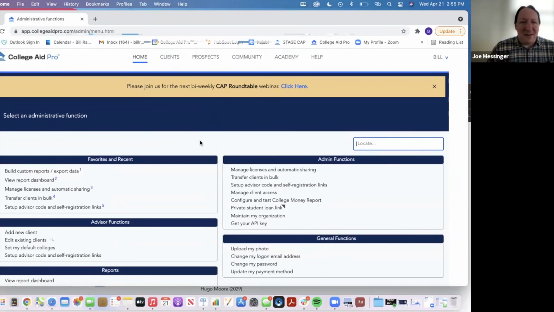I get so excited about this because practice management and technology is something I'm really passionate about, just its ability to help advisors scale. So this is one more way that you can really scale, create campaigns, and have conversations.